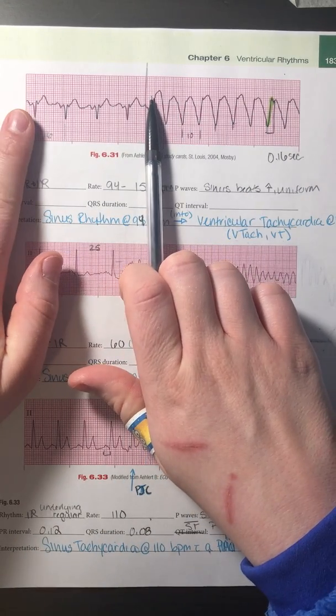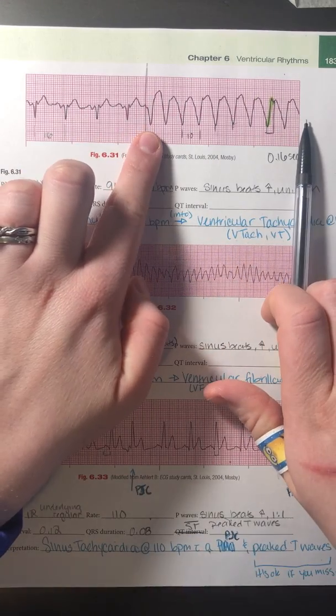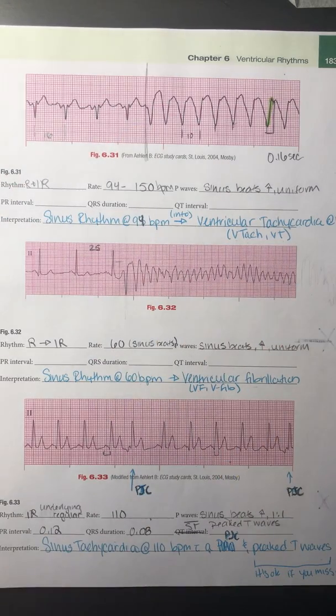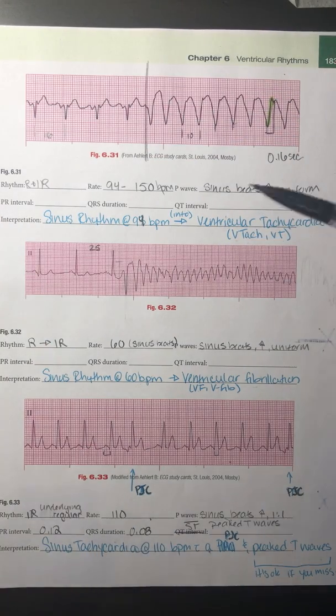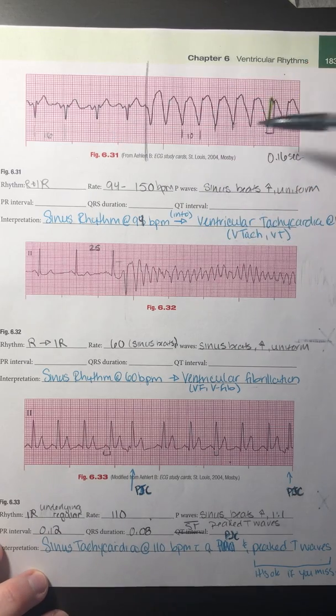So if I'm just looking at this section, it's regular. If I'm just looking at this section, it's regular. But we could just put irregular for the whole entire strip as a whole. Now, my rhythm changes right here, which is why I have that line drawn right there. So I need to figure out the rate for each rhythm.